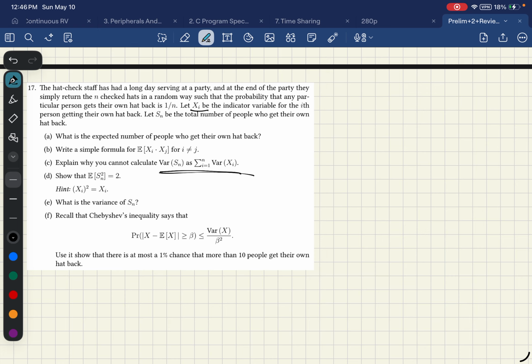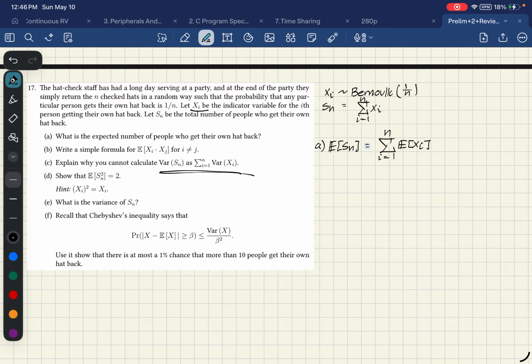So just from reading the question, we can tell that they want us to say that x sub i is a Bernoulli random variable with parameter p equal to 1 over n, and s sub n is equal to a sum of x sub i's, where there are n of them. Okay. And so for A, we're asked to find the expected value of s sub n, which is simply the sum of the expected value of n x sub i Bernoulli random variables.